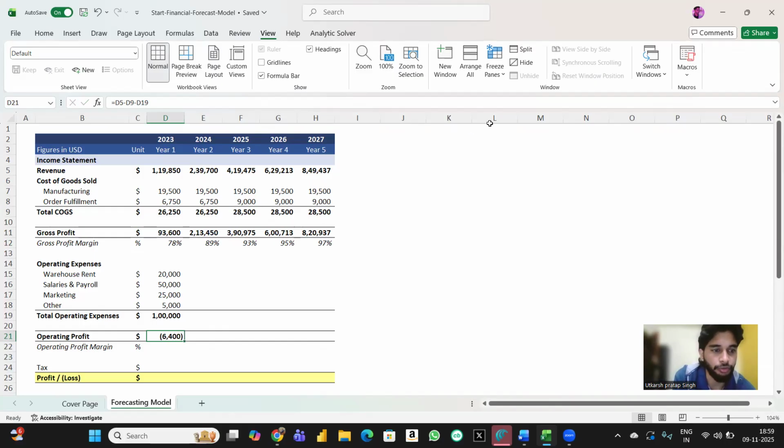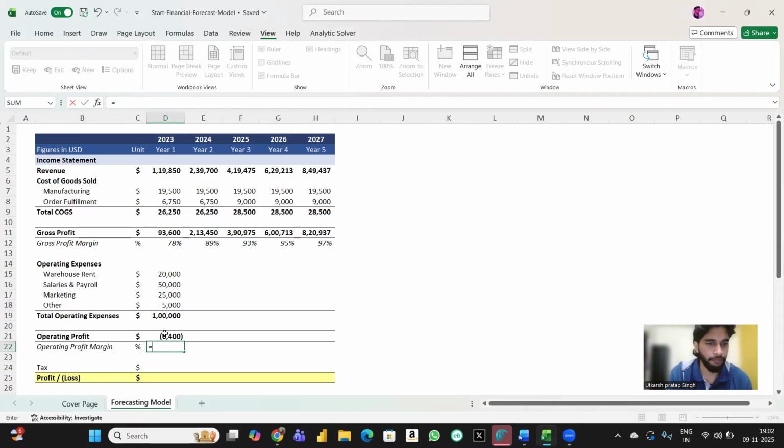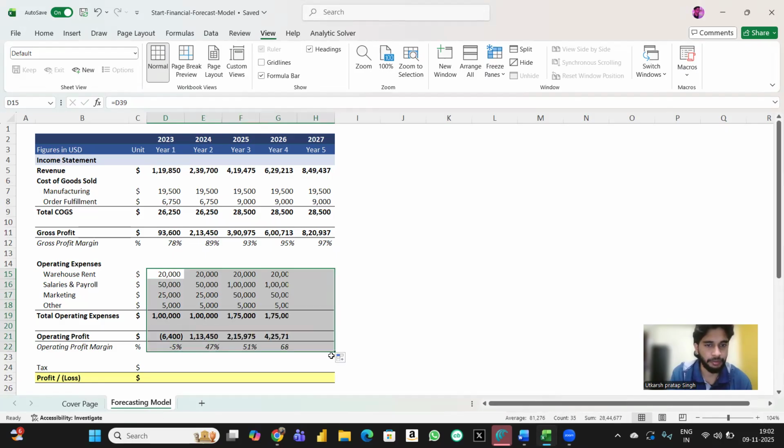Now we are going to calculate the operating profit margin for the first year. For calculating the operating profit margin, we are going to use is equal to the operating profit for that particular period divided by the revenue for that particular year. It is minus 5%. Then we are going to take this data and drag it for all the 5 years. So we can get the data about how the profit margin changes from minus 5% to 76%.